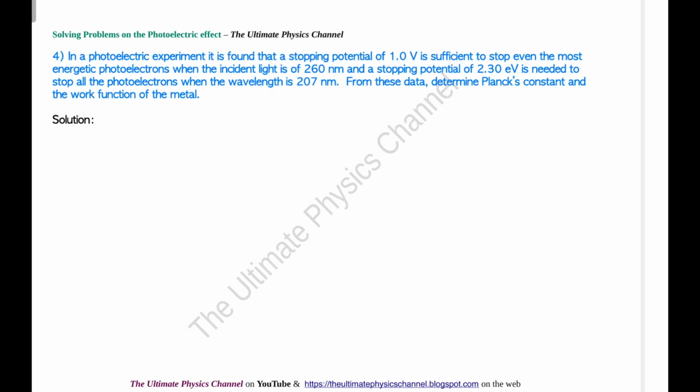Let's move ahead to the next one. In a photoelectric experiment, it is found that a stopping potential of 1 volt is sufficient to stop even the most energetic photoelectrons when the light that is incident is of 260 nanometers wavelength. And a stopping potential of 2.30 volt is needed to stop all the photoelectrons when the wavelength is 207 nanometers. From these data, determine Planck's constant and the work function of a metal.